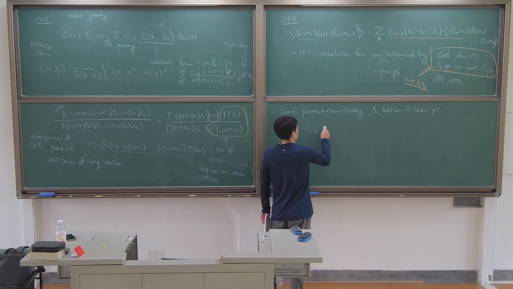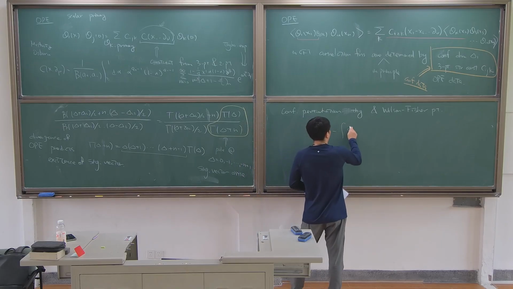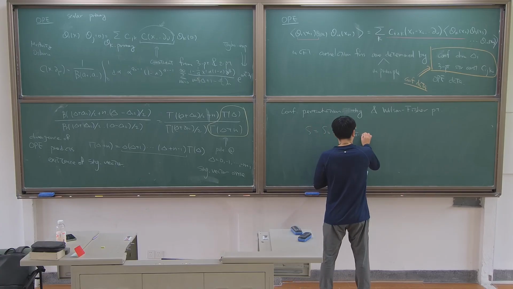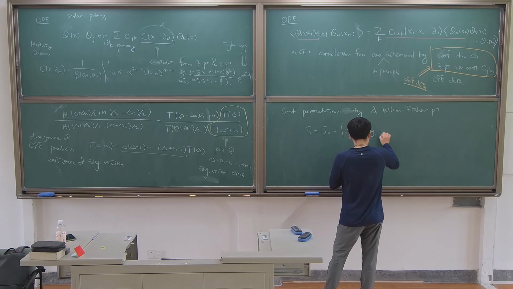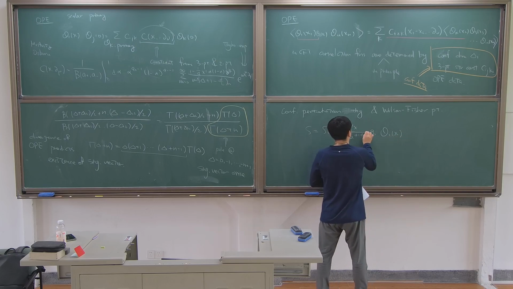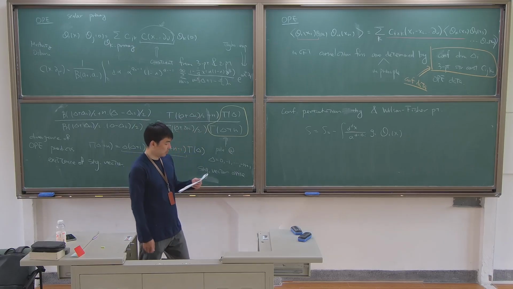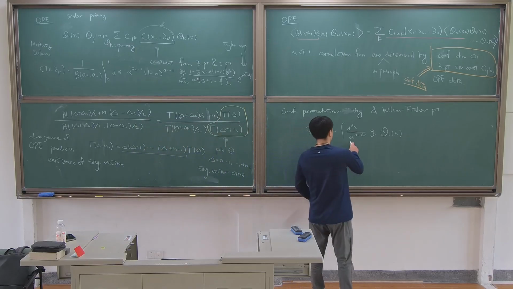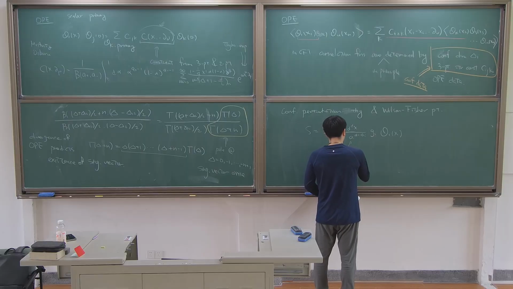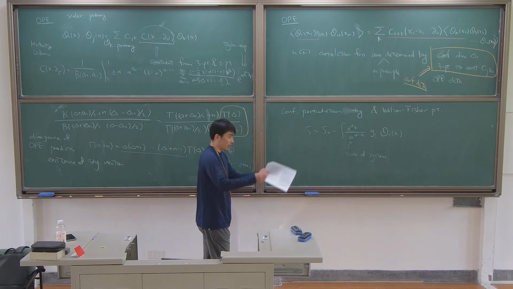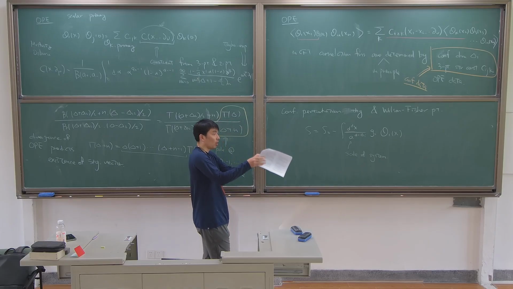So conformal perturbation series: you just consider the perturbed theory this way. Okay, so you just perturb the theory this way. And a is the scale of the system. a is the scale, so the length, the smallest length you can resolve.